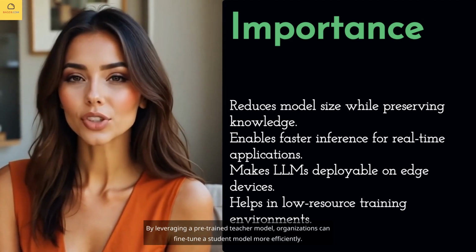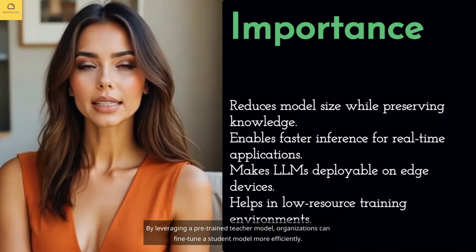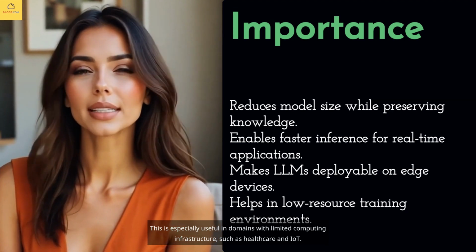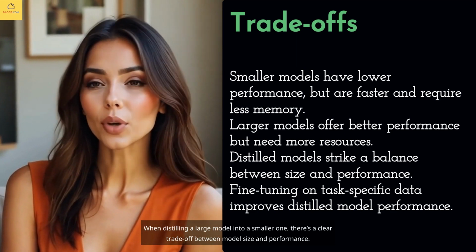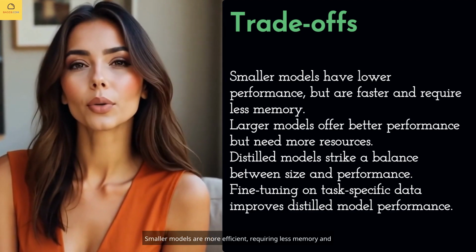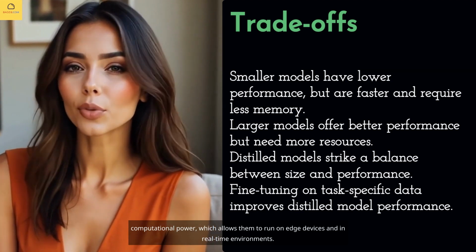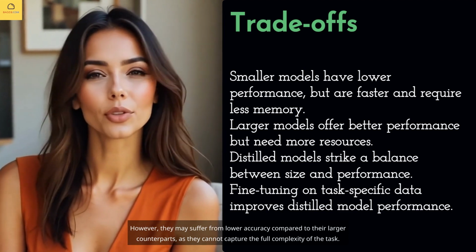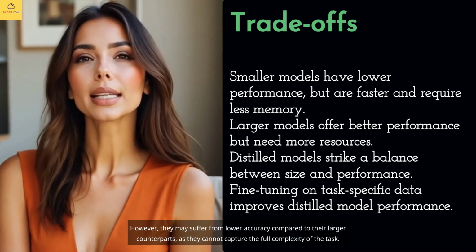By leveraging a pre-trained teacher model, organizations can fine-tune a student model more efficiently. This is especially useful in domains with limited computing infrastructure, such as healthcare and IoT. When distilling a large model into a smaller one, there's a clear trade-off between model size and performance. Smaller models are more efficient, requiring less memory and computational power, which allows them to run on edge devices and in real-time environments. However, they may suffer from lower accuracy compared to their larger counterparts, as they cannot capture the full complexity of the task.